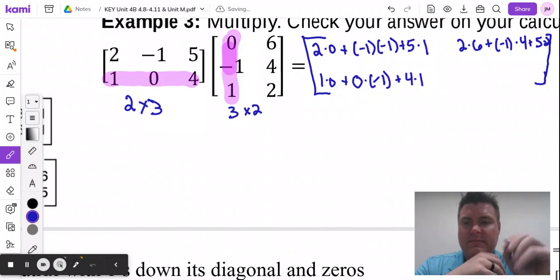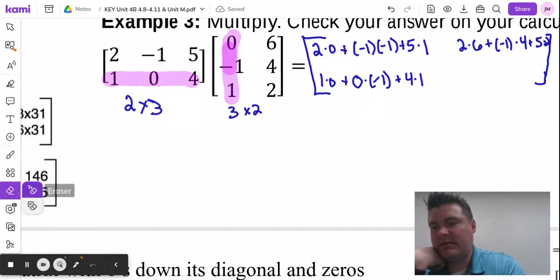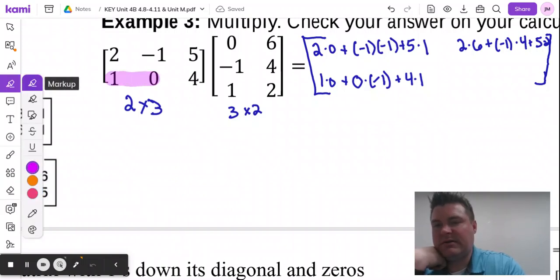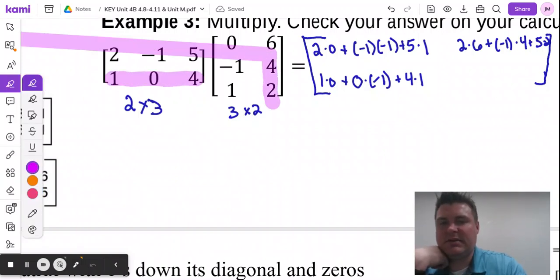Plus 4 times 2. Or sorry, 4 times 1. Okay. And then my final one I'm going to highlight here is going to be the bottom. I guess I just have the bottom highlighted. Bottom and the right hand.